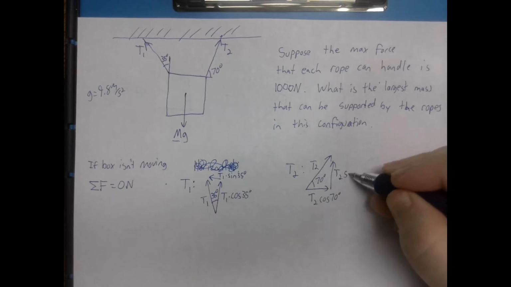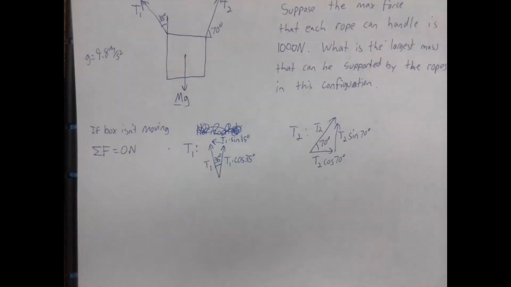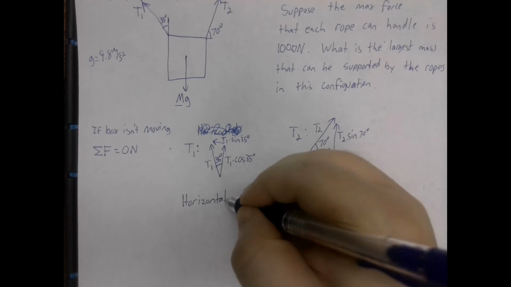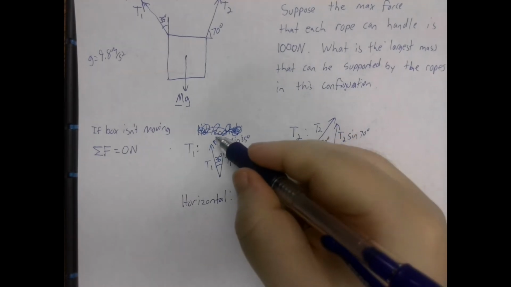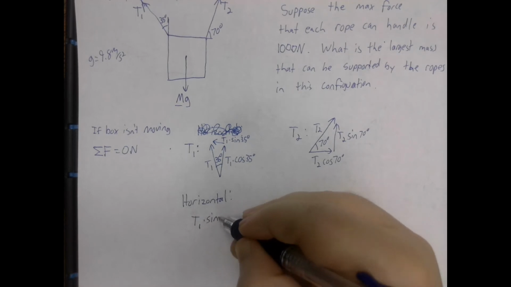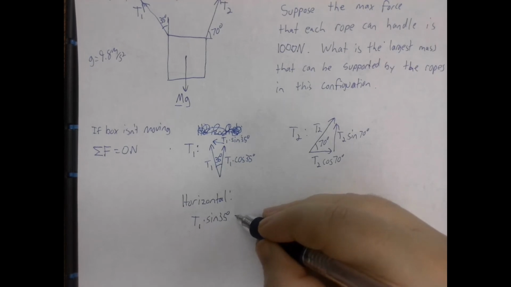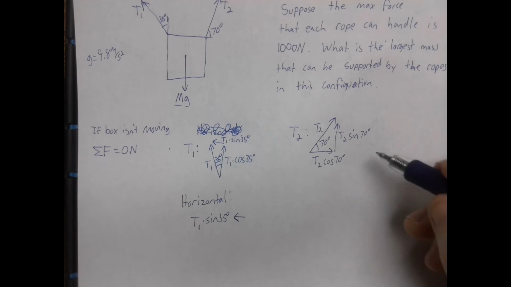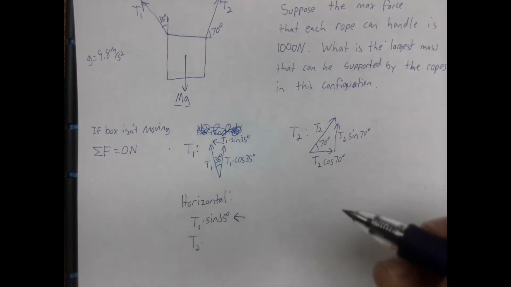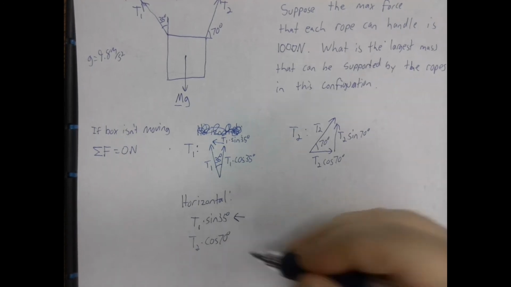Opposite of the angle, so sine of 70 degrees. So now let's look at the horizontal components. We have this horizontal component, T1 times sine of 35 degrees, and this would be to the left. We have this horizontal component, T2 times cosine of 70 degrees, and it'll be to the right.